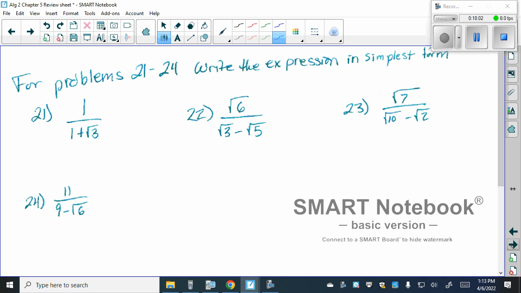All right. 21 through 24, these will show up. Which one do we want to look at first? 22. So to solve this one here, what we want to do is multiply the numerator and denominator by the irrational conjugate, which means we're taking the denominator and just changing the sign in the middle and multiplying the top and bottom by it.